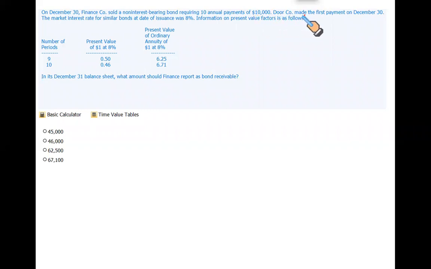Door company made the first payment on December 30th. The market interest rate for similar bonds at the date of issuance was 8%. This is what you call the interest rate per period. This is the rate you would use for your discounting.